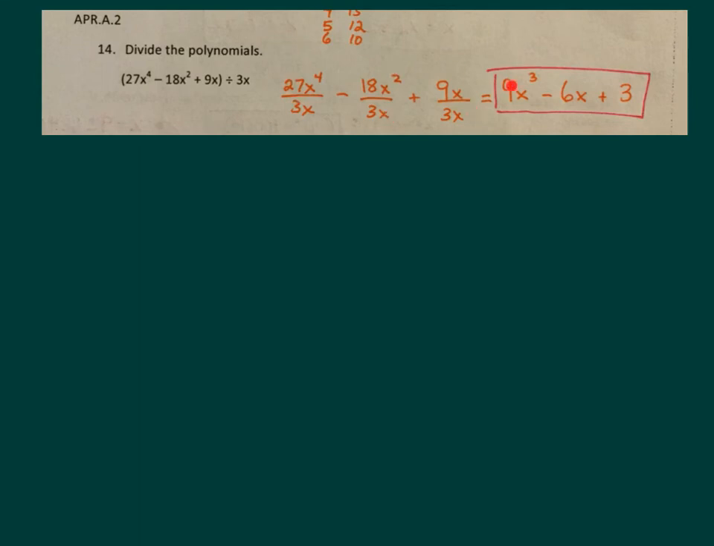Well, 27 over 3 is 9. X to the 4th over x would be x cubed. 18 over 3 would be a 6, and notice I kept that minus sign. X squared over x would be a remainder of x. 9 over 3 is a 3, and the x's cancel out, so that is why this is my final answer.